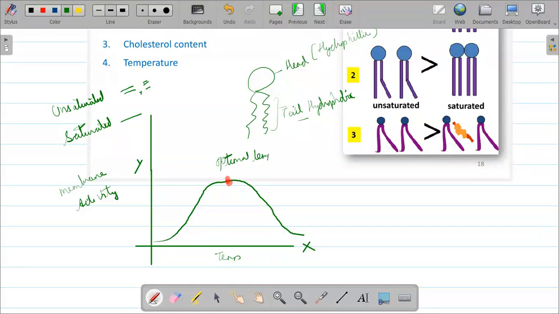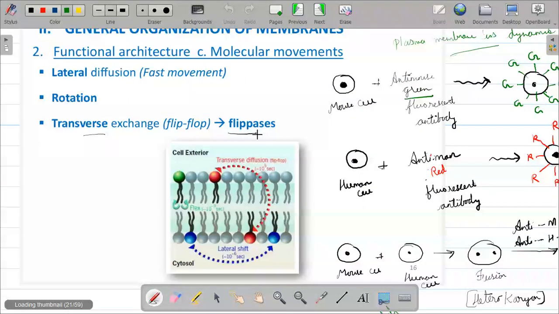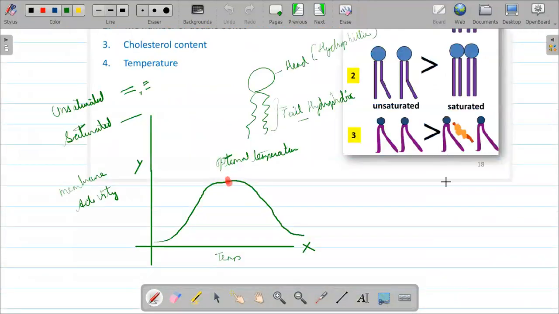At higher temperature, what will occur? This occurs only by enzymes, right? Flipases. At higher temperature, enzymes are getting denatured. For example, making an omelette, denatured protein will lose its activity, right? They will become solid in nature. So at higher temperature, enzymes will get denatured.